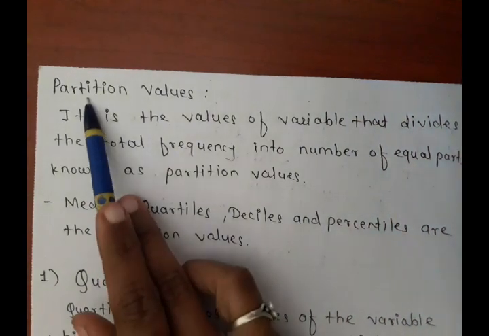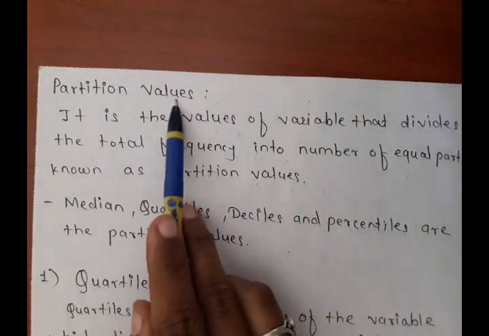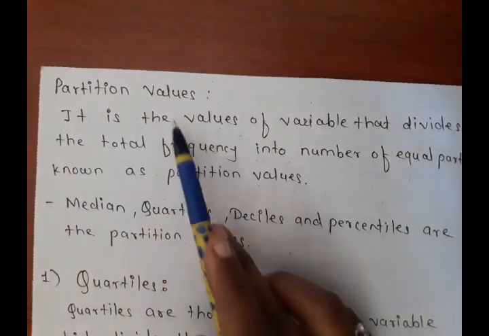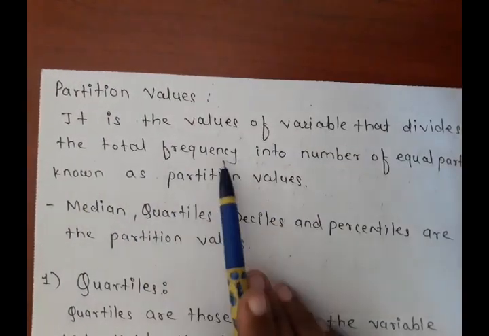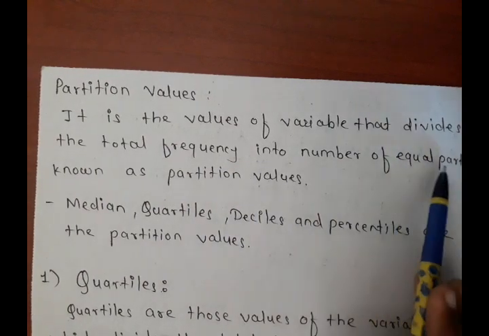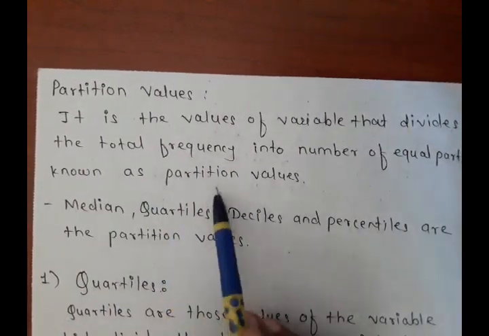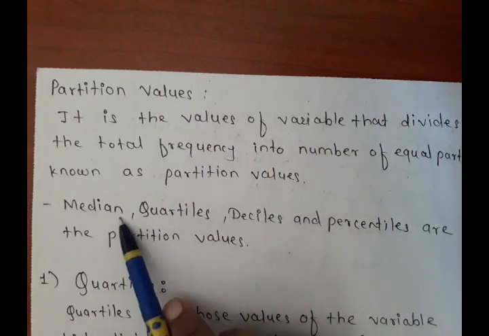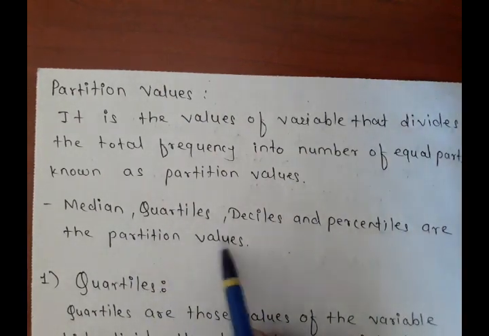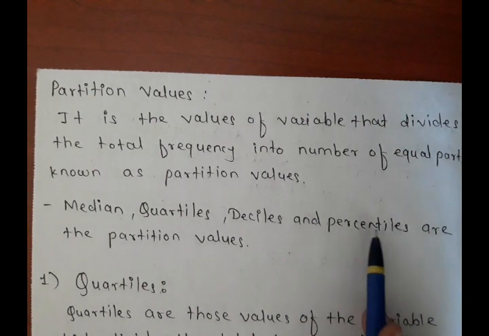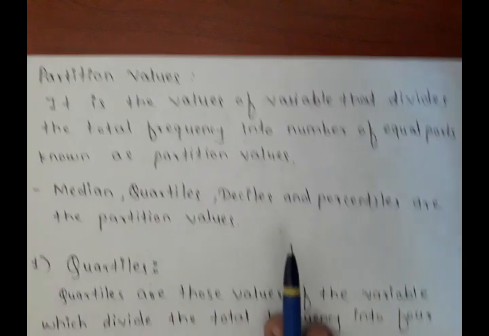Now, first point is partition values. It is the values of variable that divides the total frequency into number of equal parts, known as partition values. Median, quartiles, deciles, and percentiles are the partition values. Here we also discuss quartiles, deciles, and percentiles. First is the quartiles.